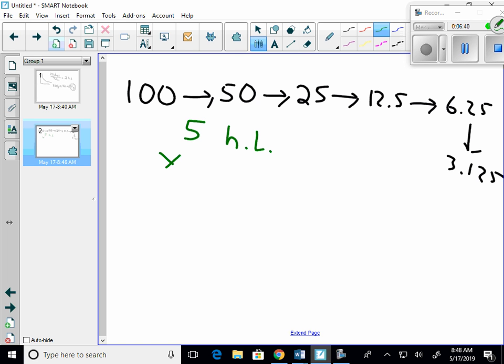Letter B asks, how many days is this? Well, if one half-life is 3.82 days, I just have to multiply that by 5 to give me 19.1 days.